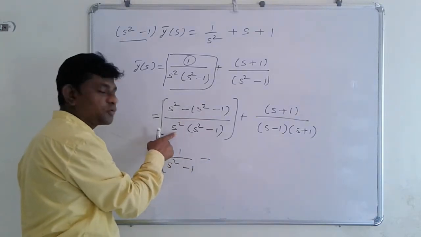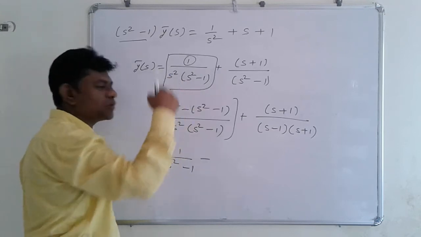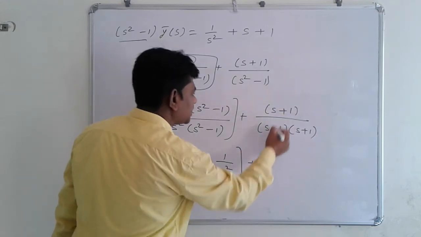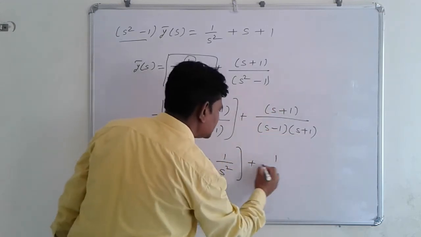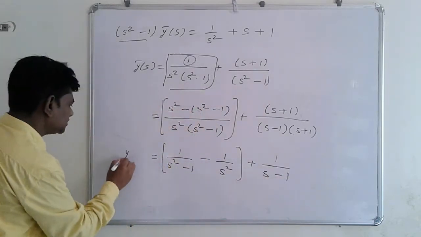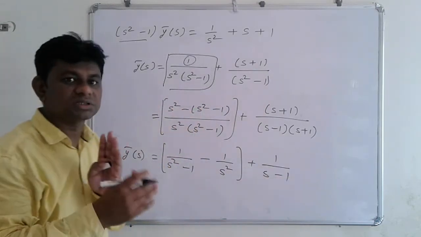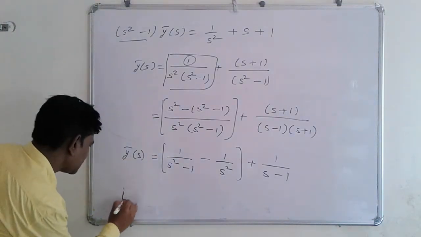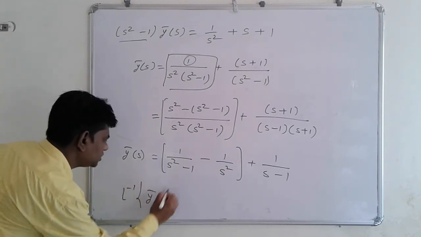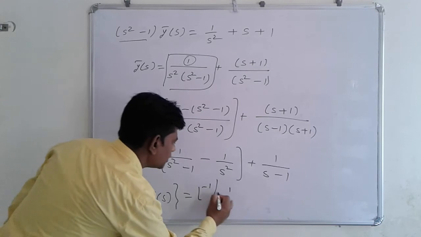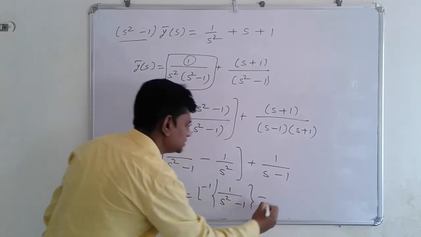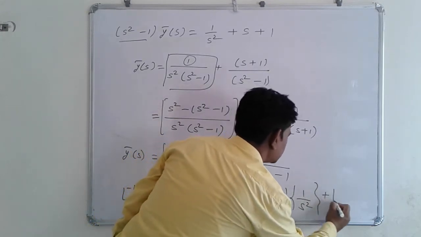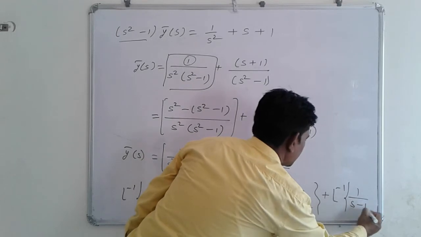dividing this s square minus 1 by the denominator, s square times s square minus 1, this s square minus 1 gets cancelled, the answer is 1 upon s square, plus, now here s plus 1 gets cancelled, the answer is 1 upon s minus 1. So this is the y bar s. Now using inverse Laplace transform on both sides, the inverse of y bar s is equal to inverse of 1 upon s square minus 1 minus inverse Laplace transform of 1 upon s square plus inverse of 1 upon s minus 1.